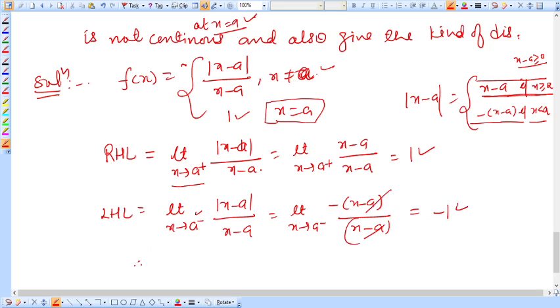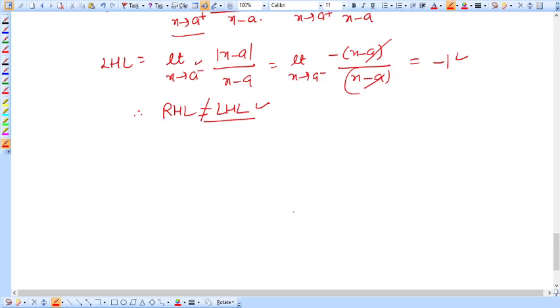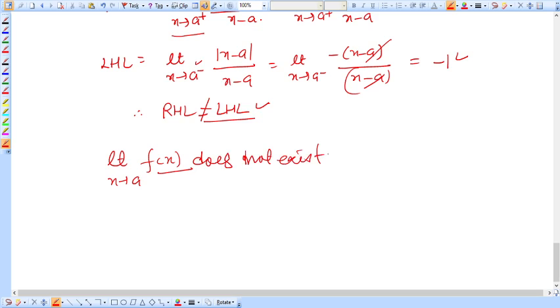So therefore the right hand limit is not equal to the left hand limit, right? So the limit does not exist. The limit as x tends to a of f of x does not exist. Being equal to the value of the function is far off; the limit itself does not exist. Okay, so therefore this function is not continuous, this is a discontinuous function.